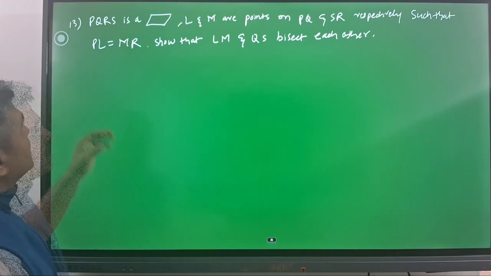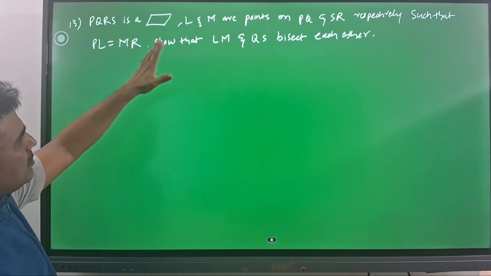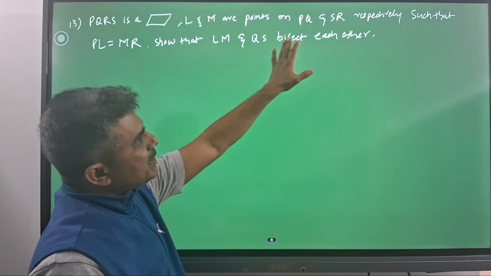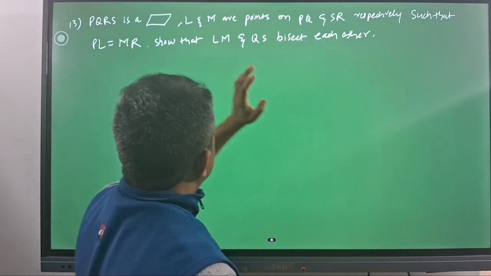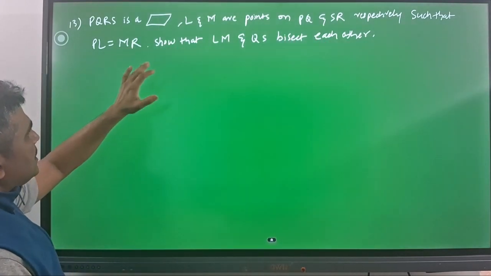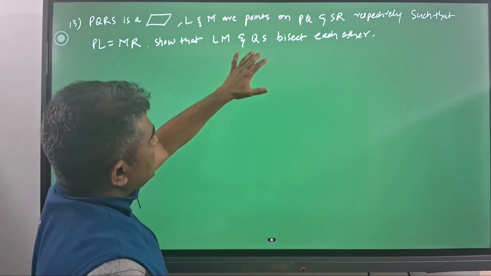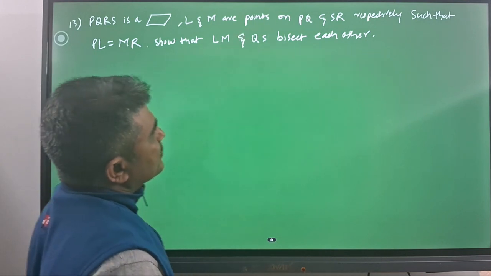Our next problem is: PQRS is a parallelogram. L and M are points on PQ and SR respectively such that PL is equal to MR. Show that LM and QS bisect each other.